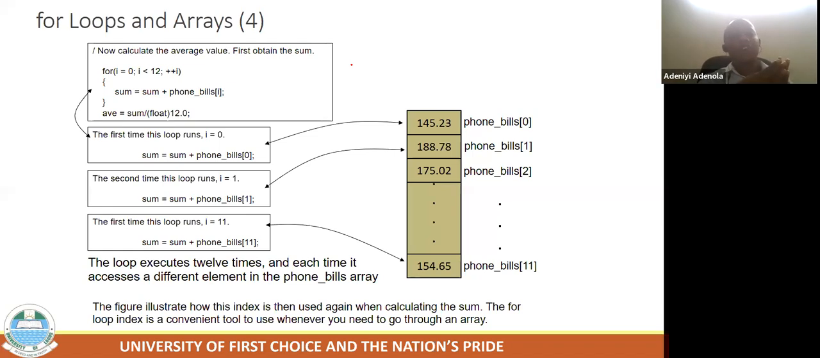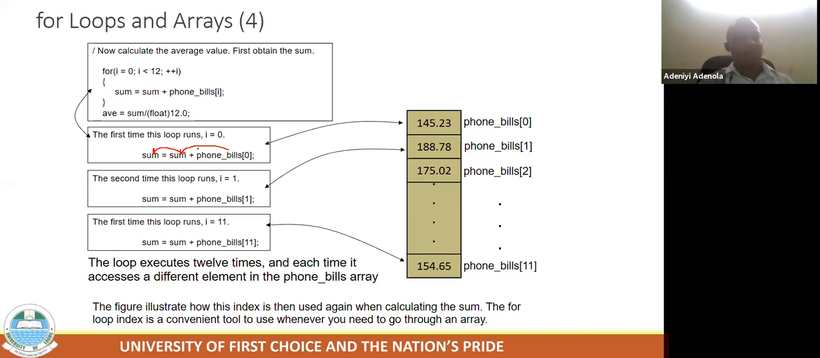So the second for loop, now what are we adding? We're adding our phone bills. So when the first time this loop runs, i equals 0. So we're adding the first phone bill to what? To sum. We are updating the value of sum. As we add it, we update it. So we add it to the previous value of sum and we update. So sum becomes a newer value, right?